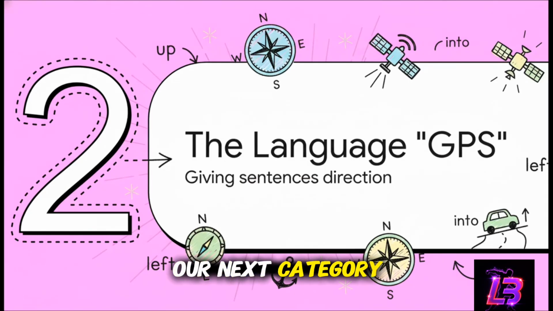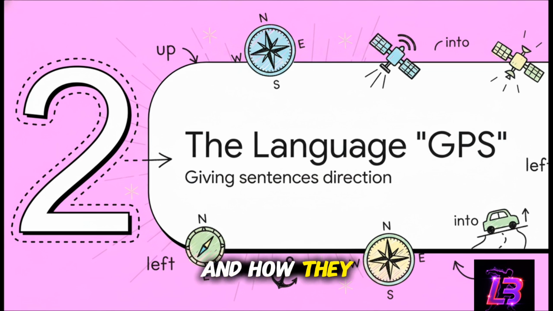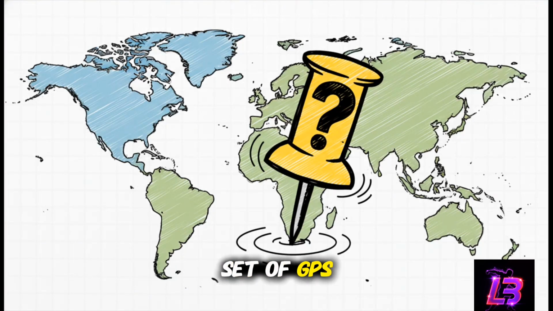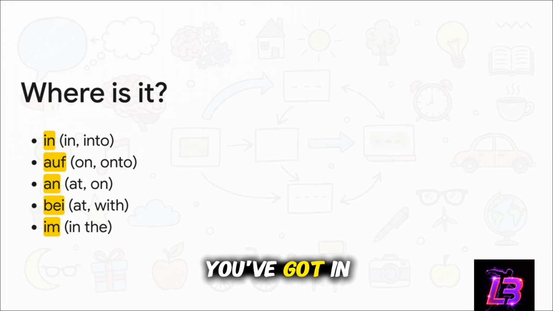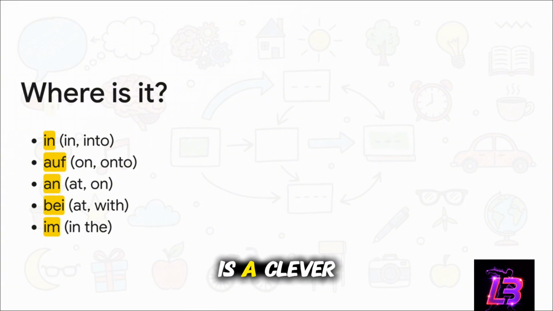Okay, on to our next category. If those first words were the glue, then these next words are the language's GPS. They're the prepositions, and they give your sentences a sense of direction by explaining where things are, where they're going, and how they relate to each other. So this first set of GPS words helps us pin things down to a specific spot. They answer that really simple question, where? And here are the big ones. You've got in for in, auf for on, and an, which can mean at or on. It's a little flexible. Then there's bei, which is kind of like at someone's place or with, and we also have im, which is a clever little contraction of in dem, meaning in the. So you're not just in a room, you're in the room.